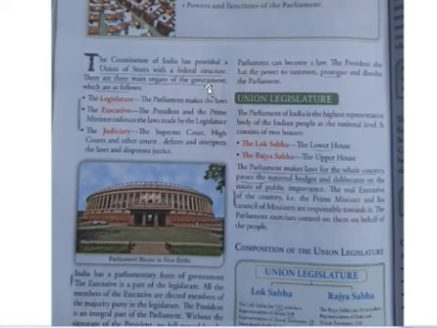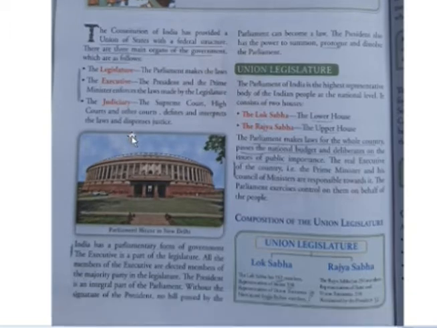There are three main organs of the government. Those organs are legislature, executive, and judiciary. Legislatures are the parliamentary members who make laws, and executives are the prime minister and the council of ministers, various central ministers who execute those laws, and the judiciary. Judiciary is the body which protects those laws and rights of the Indian people.